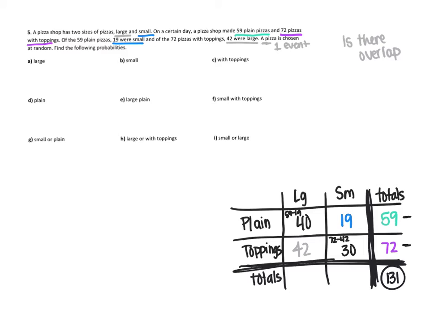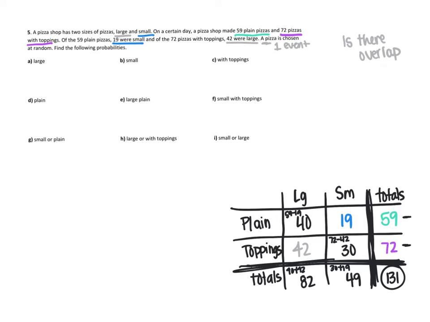So now I can get my other totals. So how many total small pizzas? It's going to be 30 plus 19, so 49. And 40 plus 42 gives me a total of 82 large pizzas made. Okay, so once I've made my table and I can see where everything falls, I can start answering questions. So the first question is asking me solely about being large. So there's only one thing happening.